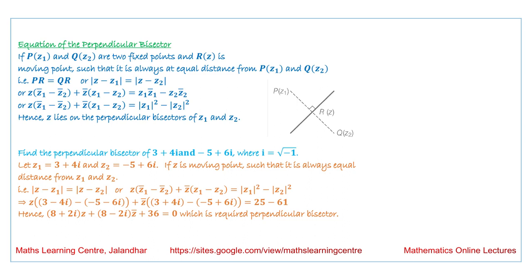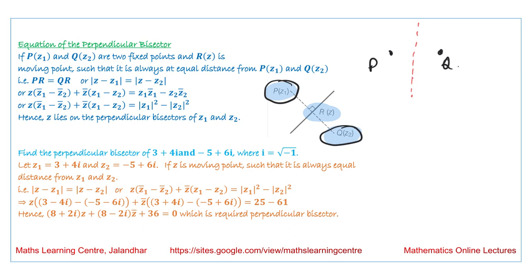Next we have the equation of the perpendicular bisector. So suppose we have two points. One is this point P corresponding to the number Z1, and this is the point Q whose affix is Z2. And we have a point R over here, which is moving in such a way that its distance from the points P and Q is always the same. So what we are trying to say is that if we have two points P and Q, I have to find the equation of the perpendicular bisector. So I am talking about the locus of the points over here.